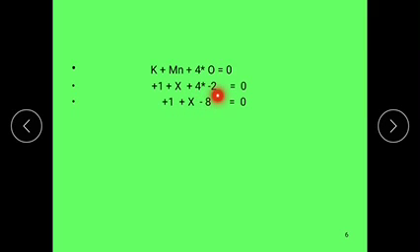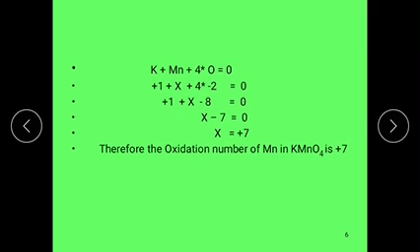4 times 2 is 8, and here it is minus, that is -8, equal to 0. Then X minus 7 equals 0. Then X equals 7. Therefore, the oxidation number of manganese in KMnO4 is +7.